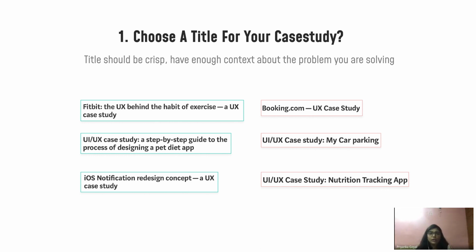You should have a crisp and clear understanding, and you should be able to give context about the problem that you are solving from your title. You should be able to choose the title at your rough stage only, like when you are making notes. See, the second, a step-by-step guide to do the design process of pet dye type. It is giving me an understanding that he has taken an initiative, he has built the app from scratch. It is related to pet dye app and all those things.